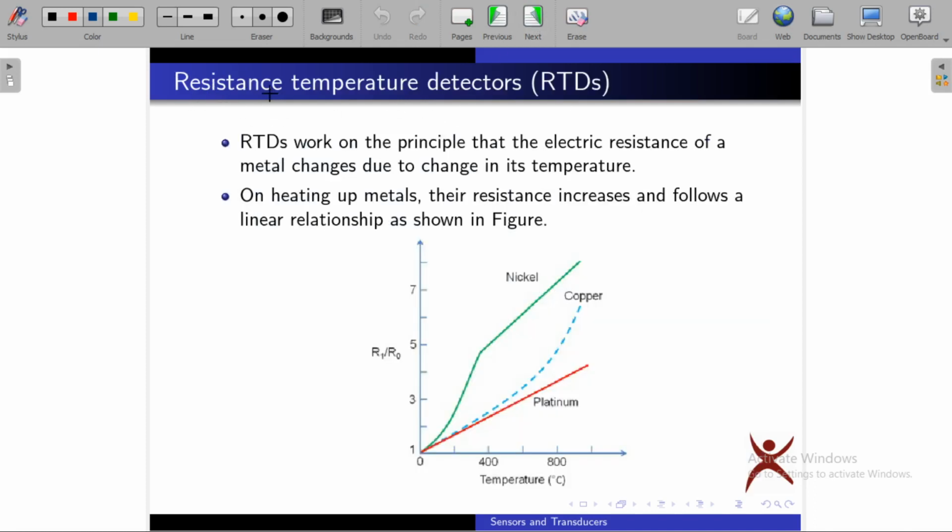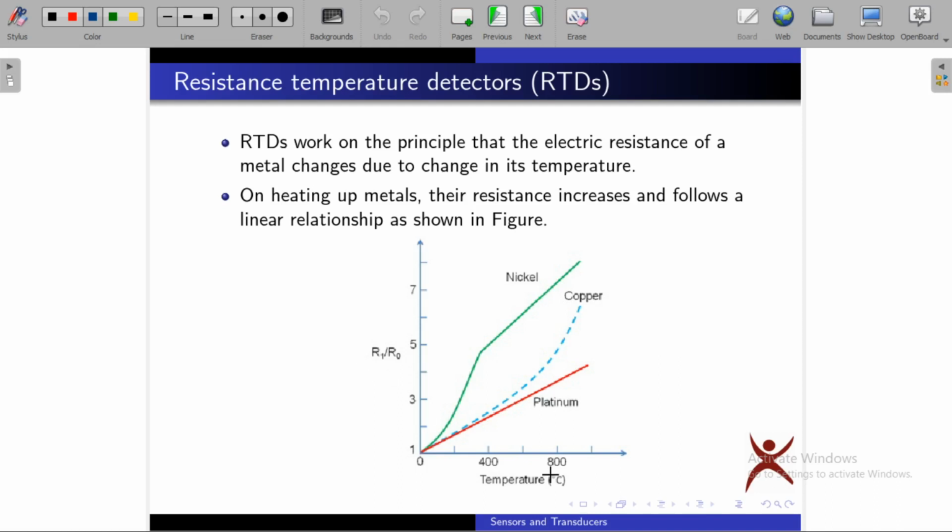Now coming to resistance temperature detectors. RTD works on the principle that the electrical resistance of a metal changes when the metal is subjected to temperature. Due to the change in its temperature, the resistance of the metal will be changing. On heating up elements, the resistance increases and follows a linear relationship as shown in figure.